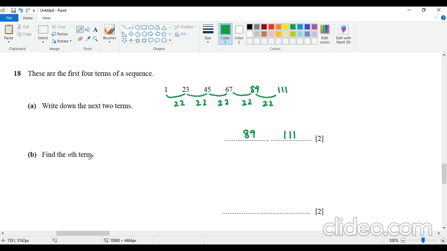Now we need to find out the nth term. Since the difference is 22, it's going to be 22n. So for the first term, we can see it is 22. So from 22n we need to subtract 21 to get a 1. So your nth term is going to be 22n minus 21.